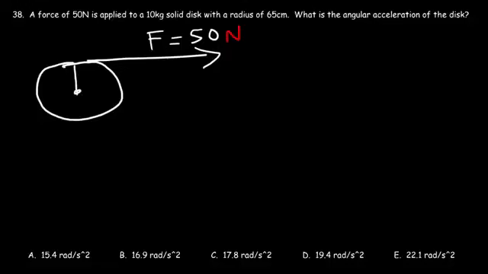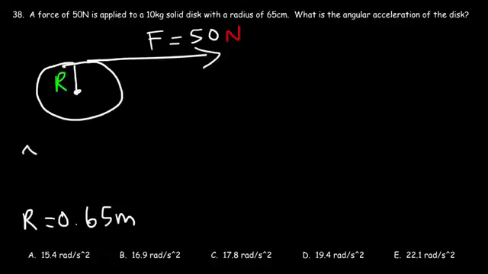Now the radius of the disc is 65 centimeters, but we need that in meters. So if we divide that by 100, then that gives us a radius of 0.65 meters. So what formula should we use in order to calculate the angular acceleration of the disc?